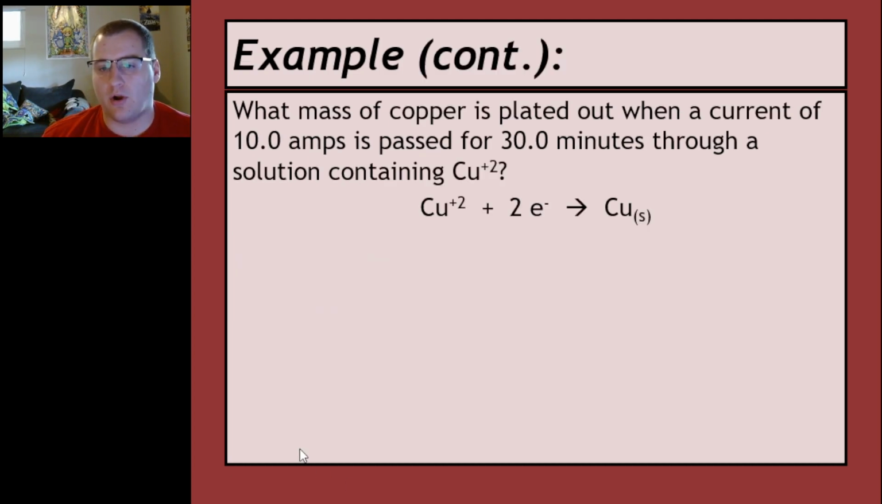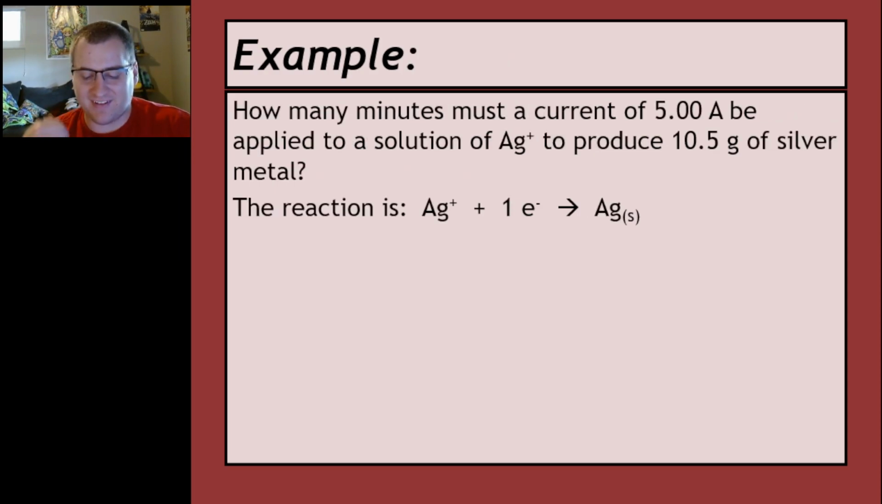All right, now our last question here. We're going to see what mass of copper is plated out. It's the same question. What happened? Okay, there we go. Last question for real. How many minutes must a current of 5 amps be applied to a solution of silver plus to produce 10.5 grams of silver metal? So this looks like the same problem but backwards.